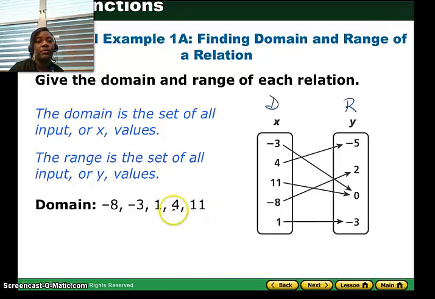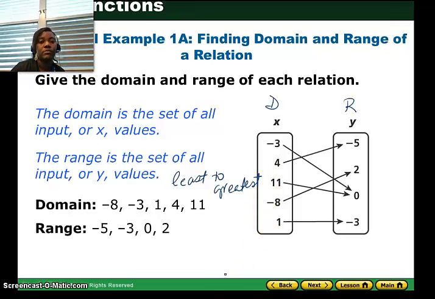You want to make sure you put them in order from least to greatest. Once they are in order from least to greatest, that will be our domain, the x values. Now for the range, again the range is right here, -5, 0, -3, and 2, and we still want to put them in order from least to greatest. So we have -5, -3, 0, and 2. That's how we find the domain and the range of a relation.